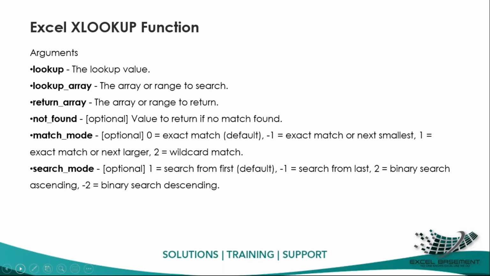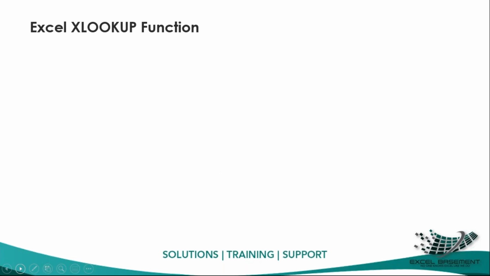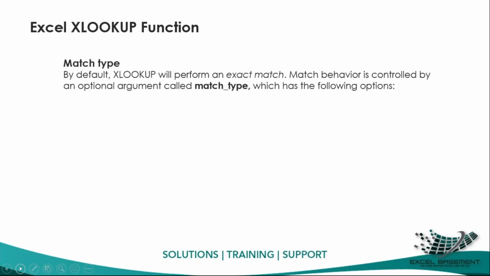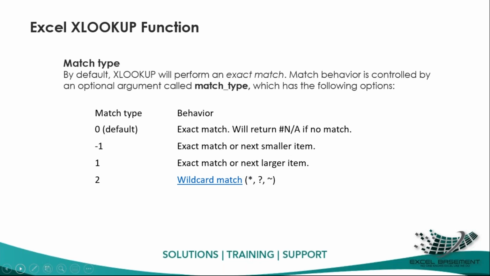The search mode: definitely we have different kinds of search modes. If we use 1, it will search from the first value, which is the default. If we use -1, it will search from the last value, which is the reverse. Use 2 for the binary search ascending, and -2 for the binary search descending. So these are the match type criteria which we can apply.